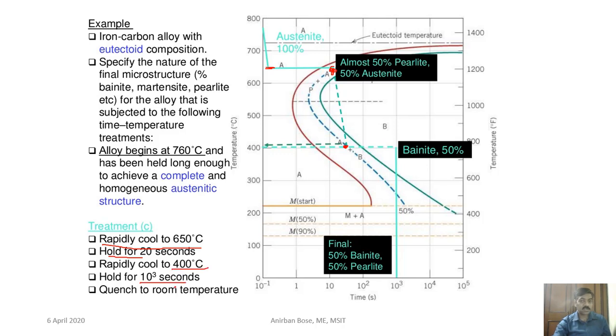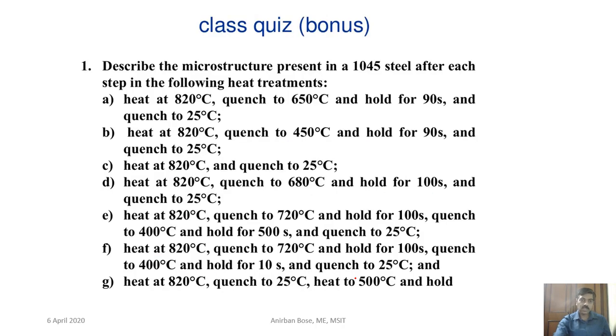Now you rapidly cool to 400 degrees centigrade and hold for 10 to the power 3 seconds. At 10 to the power 3 seconds, what will happen? The remaining 50% portion of austenite will be converted into bainite. So what will be the final structure? The whole austenite, 50% already pearlite and the remaining 50% into bainite. There is no remaining austenite. So now if you quench it to room temperature, your final structure will contain 50% bainite and 50% pearlite. Clear? So now let us try to solve these problems.